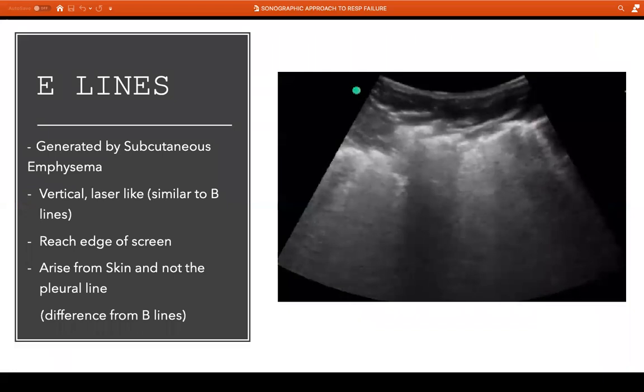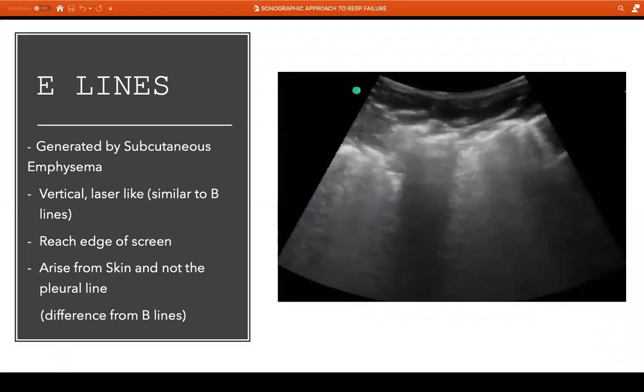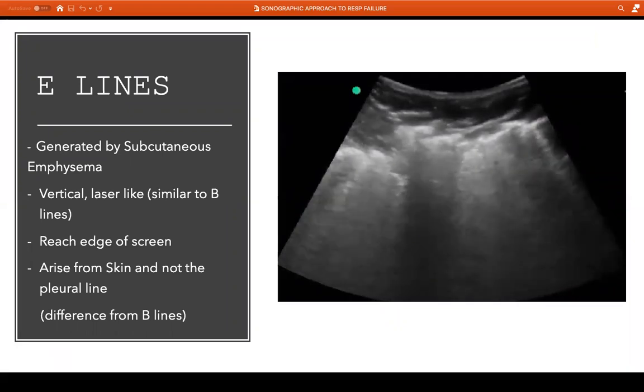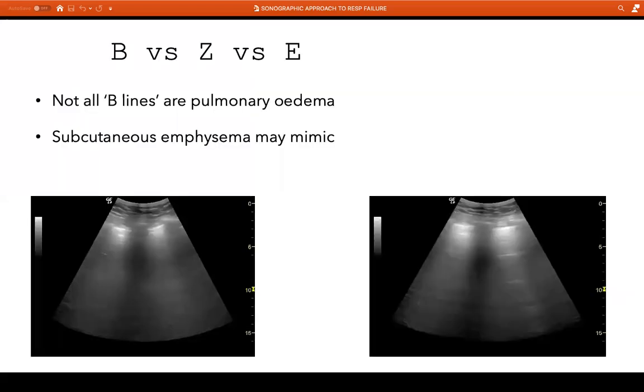If there is a subcutaneous emphysema, or pneumothorax expanded into the subcutaneous tissue, we can see vertical lines which apparently look like B lines, but start from different levels of the skin, not from below the pleura, and reach up to the edge of the screen. These are different from the B lines and are called E lines.